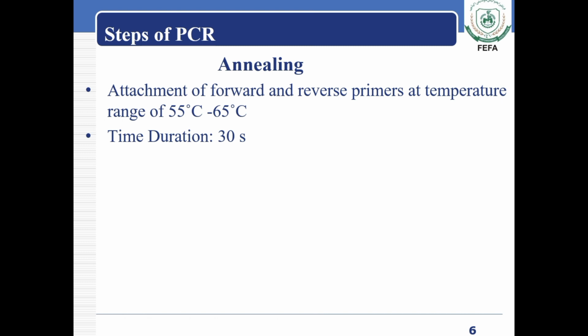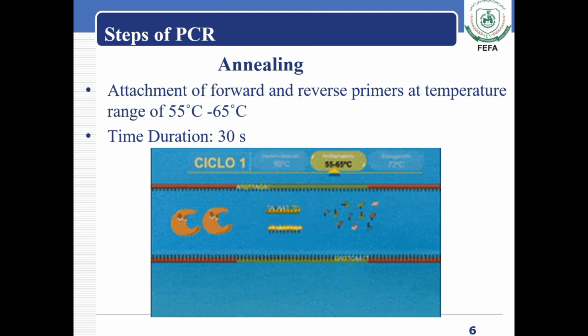The second step is known as primer annealing, the attachment of forward as well as backward or reverse primers at a temperature of 55 degrees centigrade. It takes 30 seconds, in which the forward as well as the backward primers attach to the template DNA at their required temperatures. So this process is known as primer annealing or simply annealing. You see in the video very clearly that the yellow color primers, forward as well as backward, are attached to the target DNA or the template DNA.